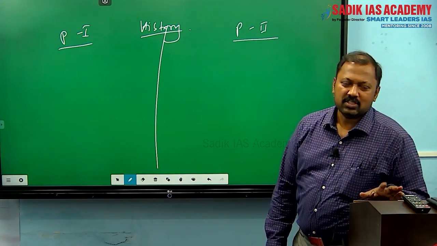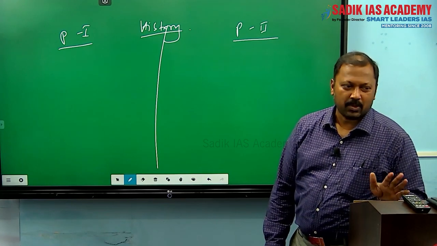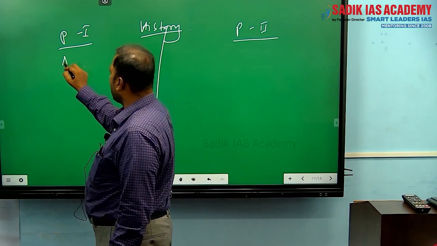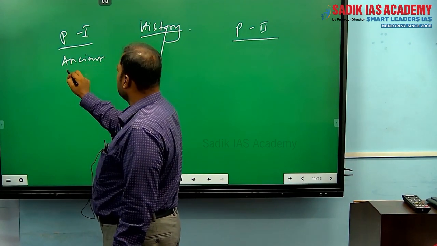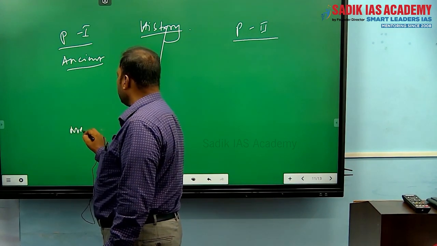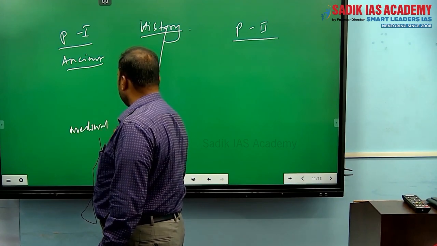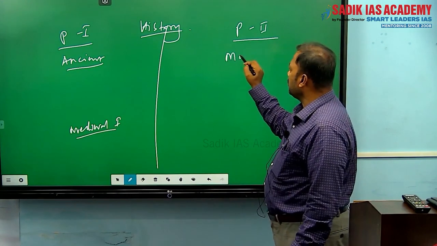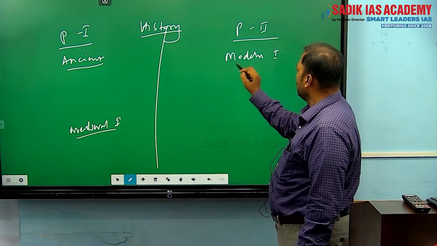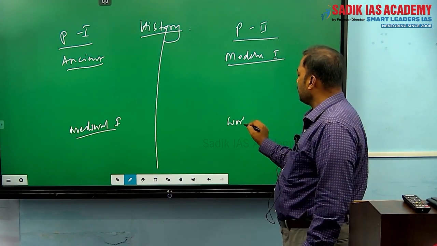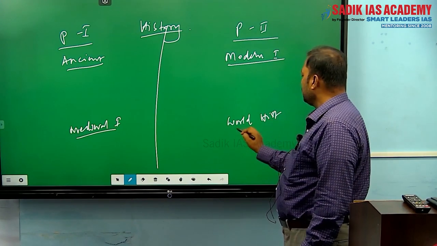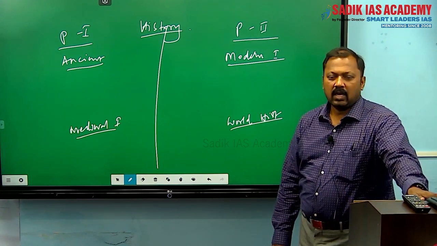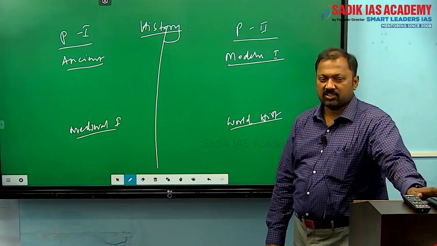See, I told you history means it includes 4 important components consisting of the history optional. One is ancient India. Second component, we have medieval India. Third component, we are having modern India. Fourth, we are having world history. 4 components.